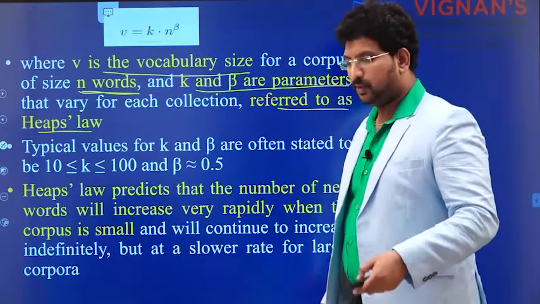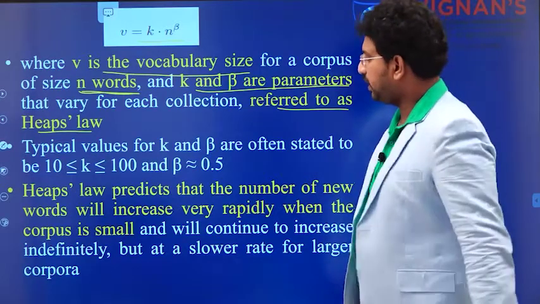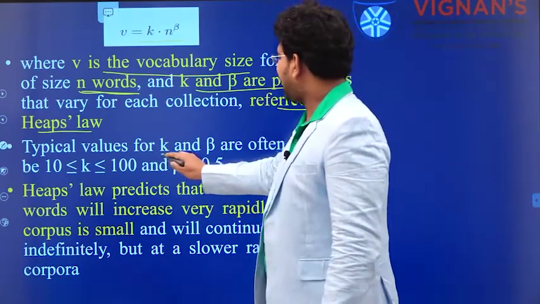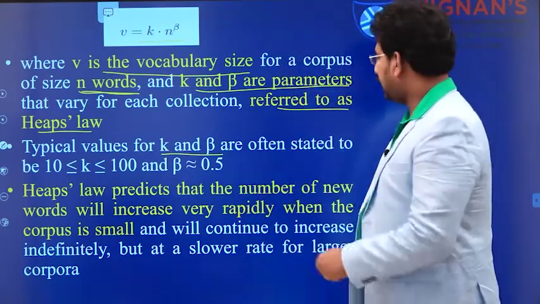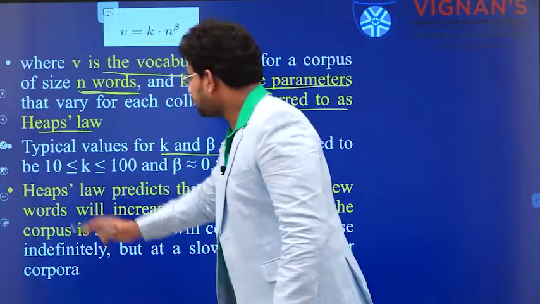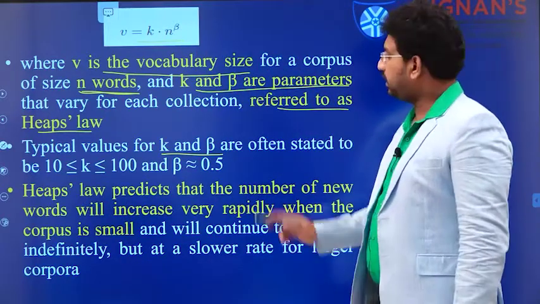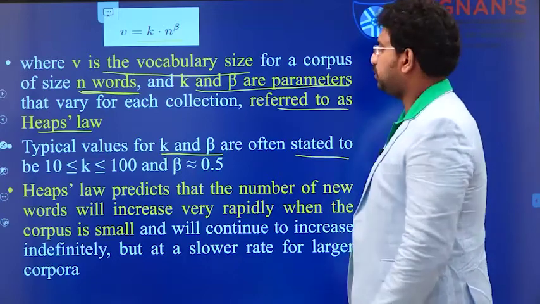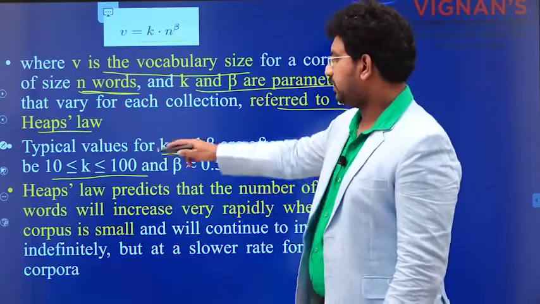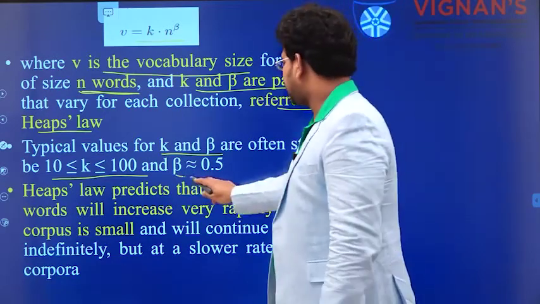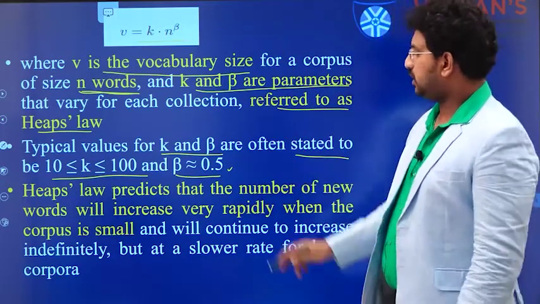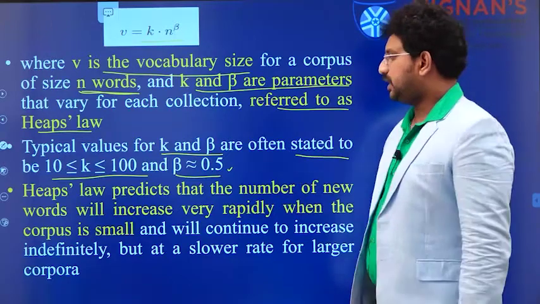If we go into some more details, we will find some points regarding Heaps law. Typically the values for K and beta are often stated to be between 10 less than or equal to K less than or equal to 100, and beta approximately equal to 0.5. So this is about the two parameters, K and beta.